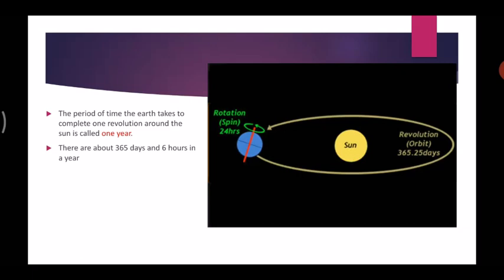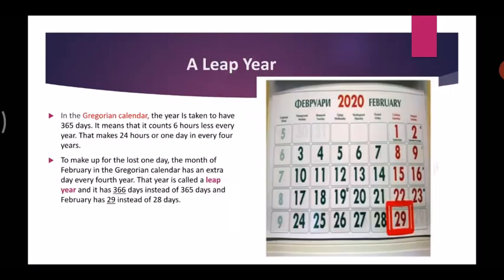Now, we just saw the earth while rotating around itself also moves around the sun. So, the time it takes for the earth to complete one revolution around the sun, that is one turn around the sun, is called 1 year. There are 365 days and 6 hours in a year. It means that when the earth goes around the sun, it will take 365 days plus 6 hours in a full year. We move to the next slide.